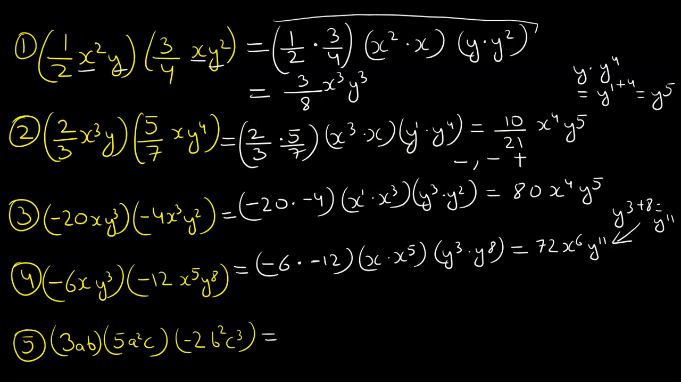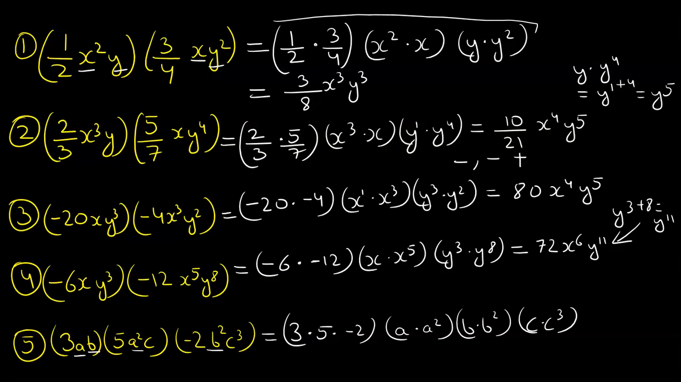So the last one, we have 3 parentheses, but the way to solve this problem is exactly the same. First we multiply all the numbers together, that is 3 times 5 times negative 2. Then we have the variables a times a square. We have only 2 a's. Then we multiply b: we have 1 b here, 1 b here, so b times b square. And the last one we have is c times c cube.